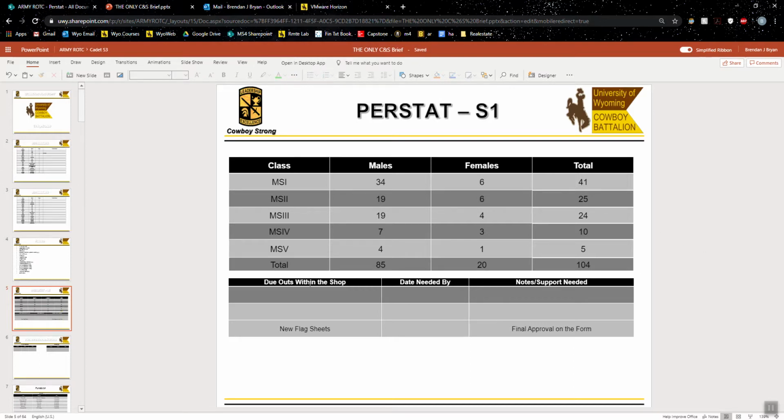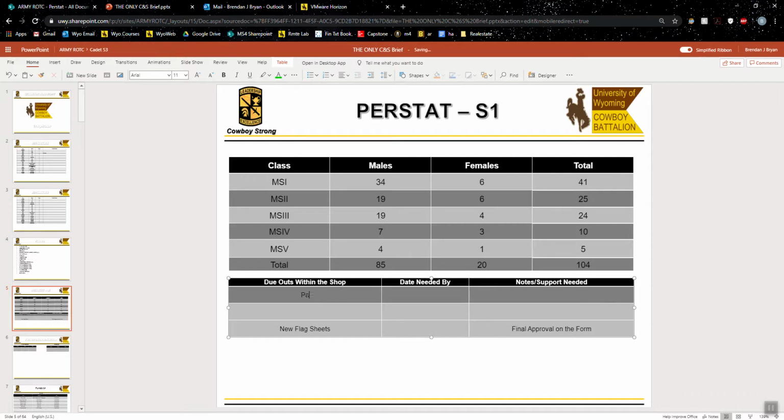You're going to have do-outs in the shop. For example, I've been waiting on a new flag form for a while that hasn't been completed yet by some of the cadre. But this is going to be a weekly repeating one: the lab roster. The date needed by is probably the Friday before lab. So there's the date, and then support needed, which is whoever you assign it to, like your assistant S1 completes it or something like that. It's up to you. Whatever do-outs within the shop you need, you can have that. This can be the lab roster.